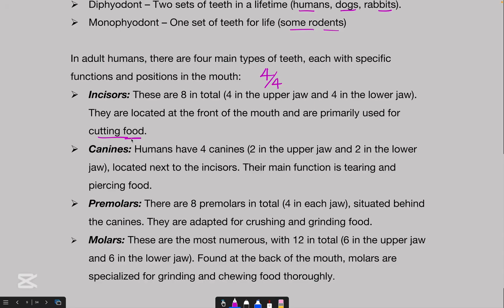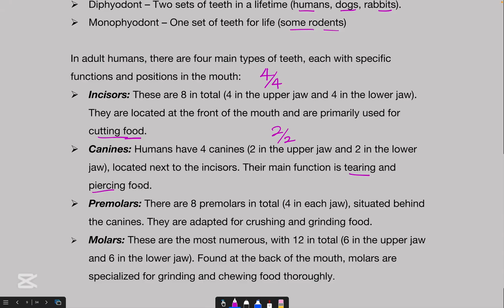Then we have the canines. There are 4 canines, 2 in the upper jaw and 2 in the lower jaw, located next to the incisors. Their main function is tearing and piercing food. Incisors are for cutting; canines are for tearing and piercing food. Know the functions of each of these teeth.